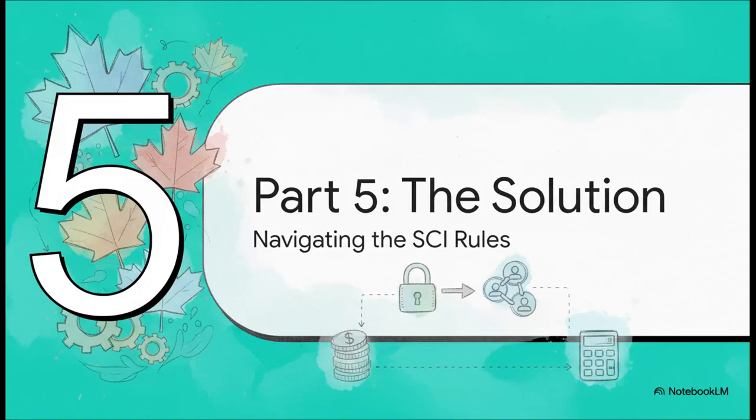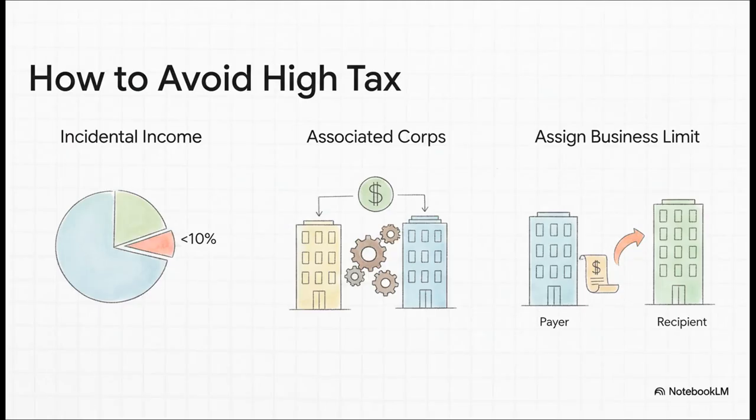Okay, part 5. We're getting pretty good at spotting the problem now. But what's the fix? What do you actually do when you realize a client has SCI? This is the most important part. So you've got a few ways to navigate this. First, the easy way out. Just make sure that non-arm's length income stays under that 10% threshold. Keep it incidental. Second, sometimes the companies might already be associated. That's a whole other topic.